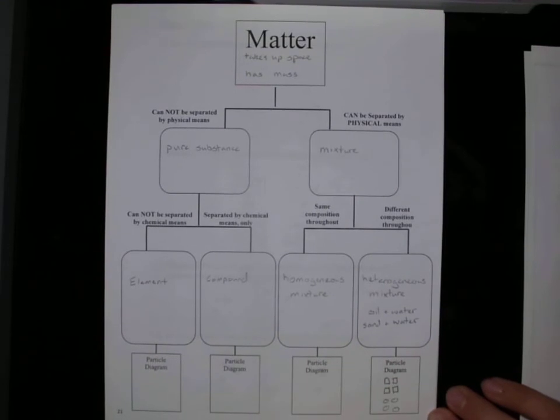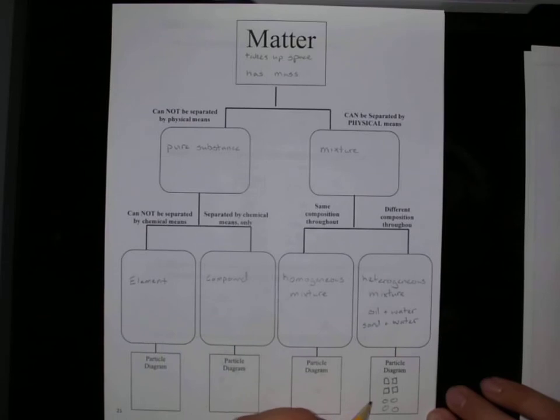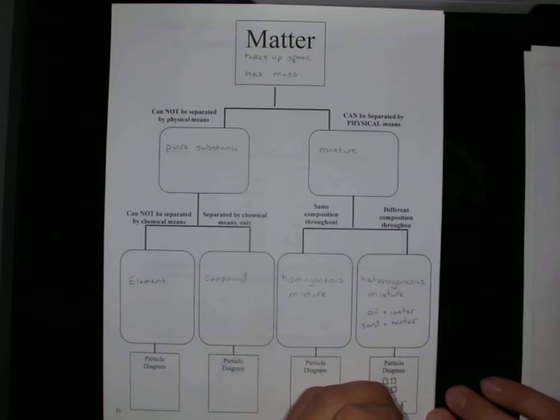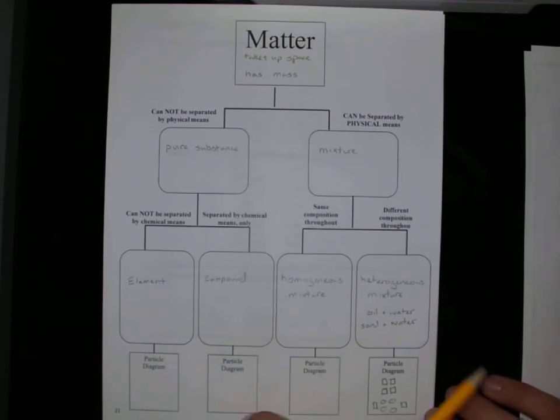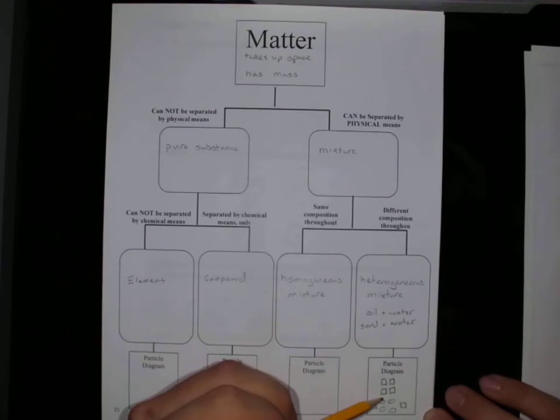That's not even all the way throughout. This maybe would be our sand, this would be our water. Our water is kind of mixed in, so maybe there's one water molecule down there and one down here, but our mixture is not even all the way throughout, okay? So what we can show with our particle diagram is that this would be a heterogeneous mixture.